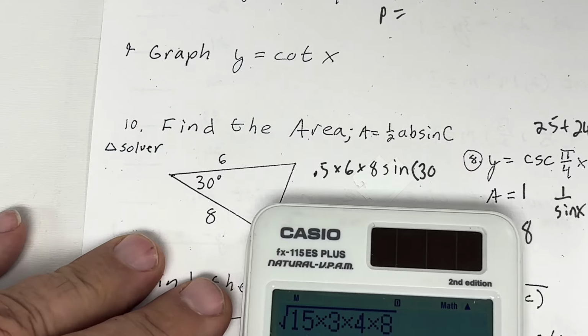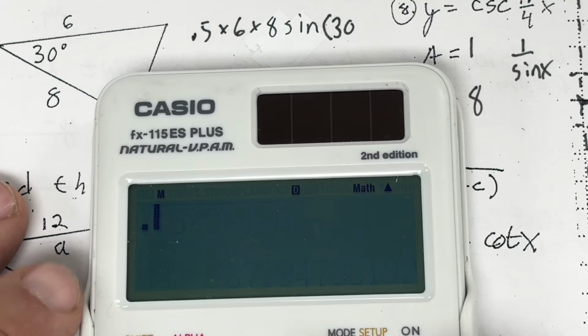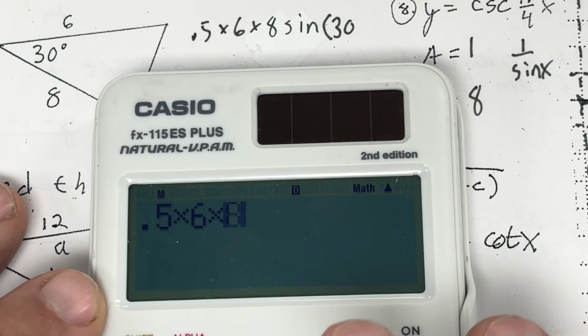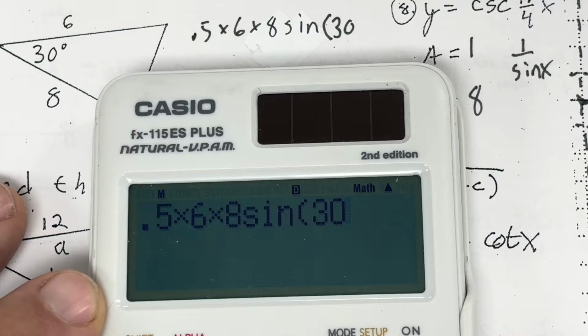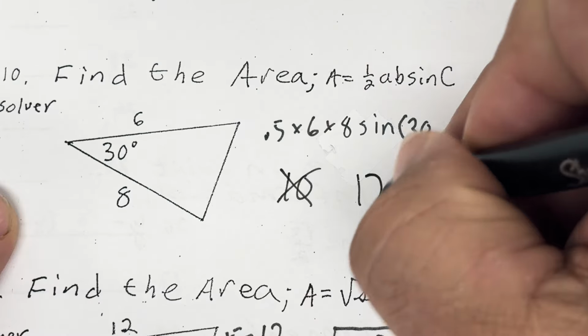So 0.5 times 6 times 8 times sine 30. It's going to give us 12.